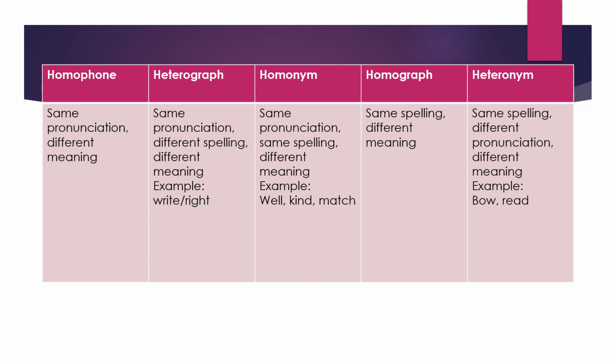On the other side, for homographs, we have the same spelling but different meaning. For heteronym, we have the same spelling, different pronunciation, and different meaning, as you can see in bow and in read, or we can say read and read. The pronunciations are different, but the spellings are the same. We say bow, and we have read and read.